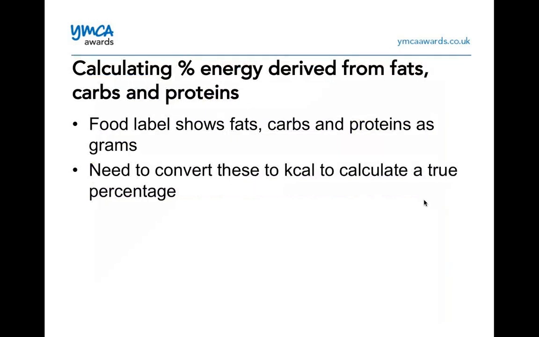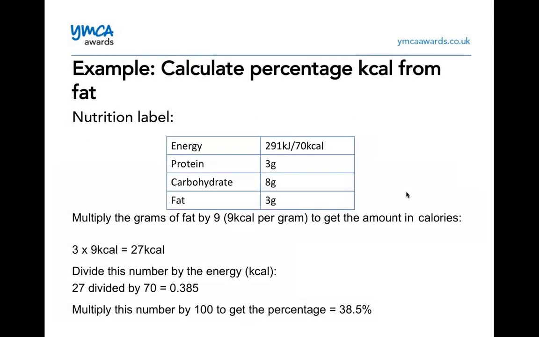Calculate percentages of energy derived from fats, carbs, and proteins. Food labels show fats, carbs, and proteins as grams. When calculating percentages, you need to convert these to calories to calculate a true percentage. Obviously, you know that percentage now by doing your basal metabolic rate. So we'll just take the food label, as you can see there. For fats, we multiply the grams by 9 to work out the total calories in each section. Then we divide and multiply this number by 100 to get your percentage of fats, carbs, and proteins.